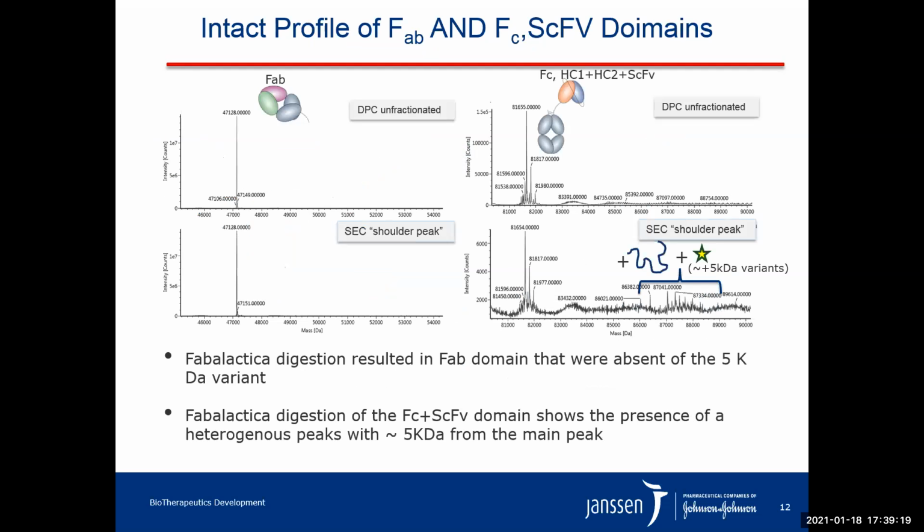The spectra shown from this analysis for the main peak and the SCC shoulder are shown here. The difference of the spectra is the presence of multiple peaks approximately 5 kilodaltons heavier found exclusively in the SCC shoulder peak that has the scFv domain. This led us to hypothesize that the scFv linker may be glycosylated with scFv N-terminus having the extended sequence.